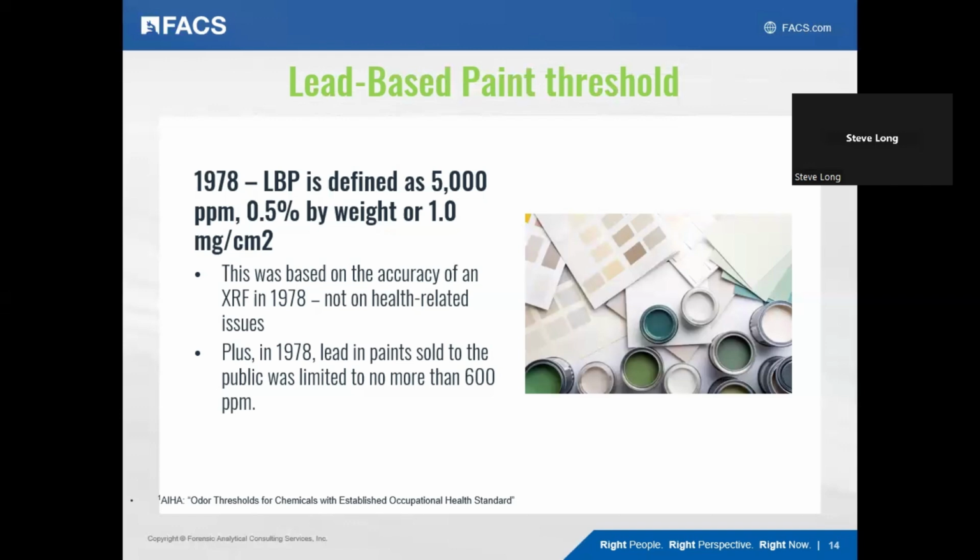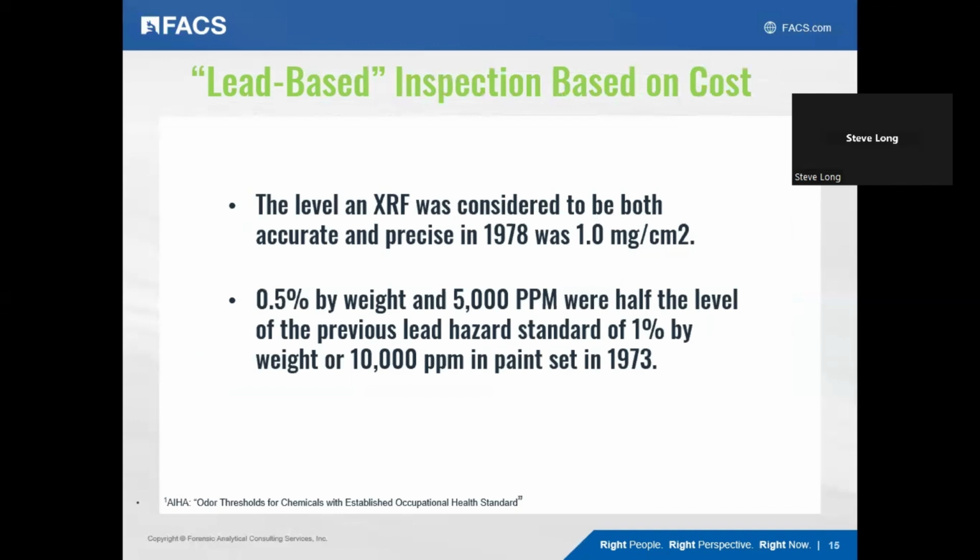Also in 1978, the allowable amount of lead in paints sold to the public was reduced from that 5,000 parts per million level down to 600 parts per million. So almost a 10-fold reduction. So in 1978, the level that an XRF instrument could be considered to measure in both an accurate and precise manner was this 1.0 milligram per square centimeter. So this is what became established as a threshold for lead-based paint.